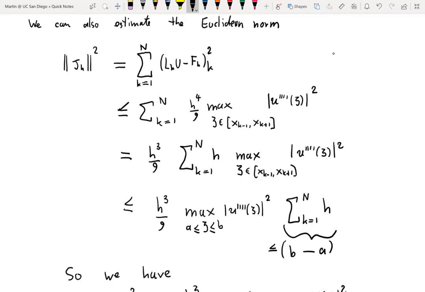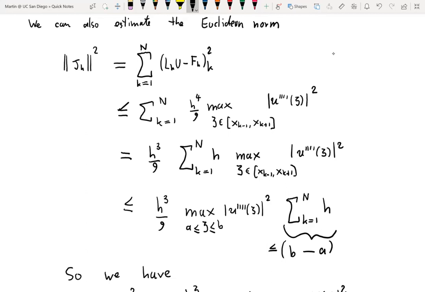Well, as I already discussed, we had this very pedantic error estimate involving the fourth derivative of u. And if I simply plug this in, I can see that this is upper bounded by the sum where k goes from 1 up to n of the following terms, namely h to the fourth power over 9 times the maximum of the absolute value of the fourth derivative, u prime prime prime prime, to the square over the interval x_{k-1} up to x_{k+1}.